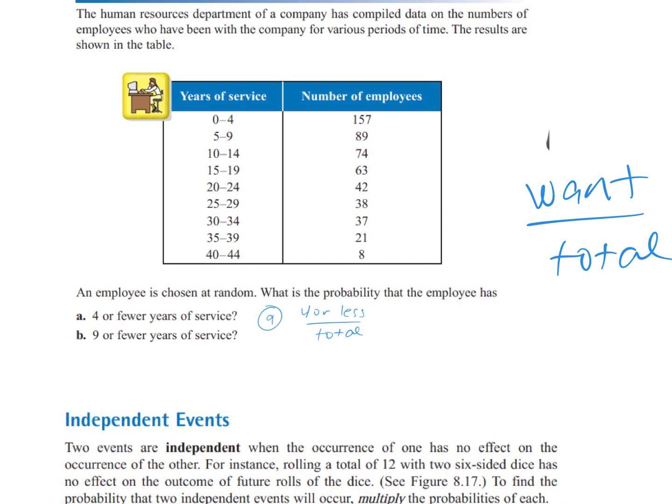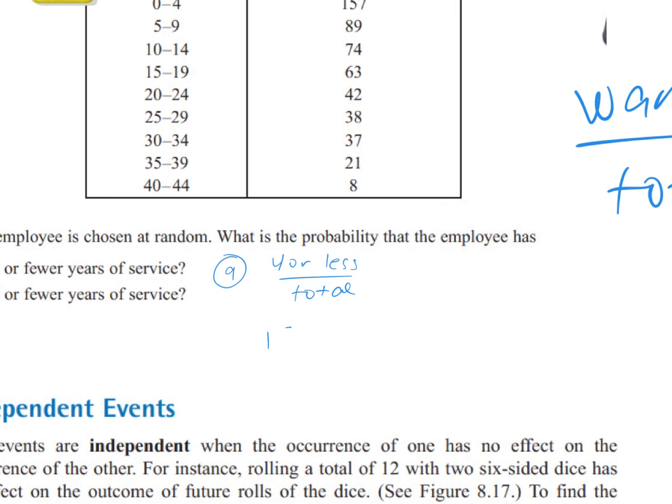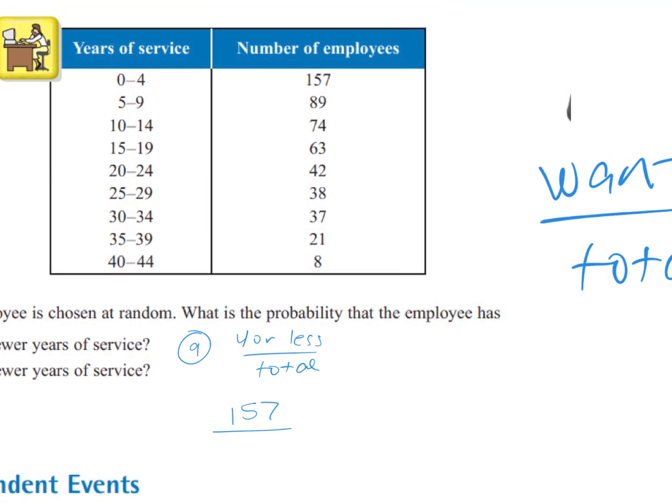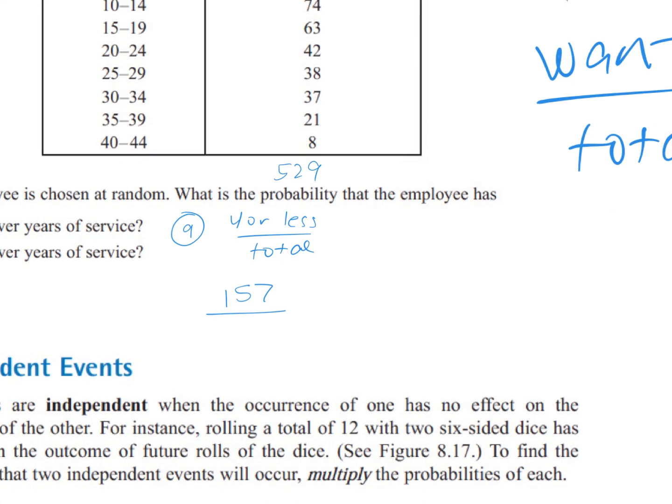How would I figure out who has 4 or less? 0 through 4. How many is that? 157. How in the world, guys, could I figure out the total? You'd have to add them all up. So do that real quick. Okay, I got a total of 529. Perfect. So out of 529 employees, 157 of them have 0 to 4 years of experience. Does that make sense? Yes. If I was going to change that into a fraction or a decimal, I would divide, yeah?